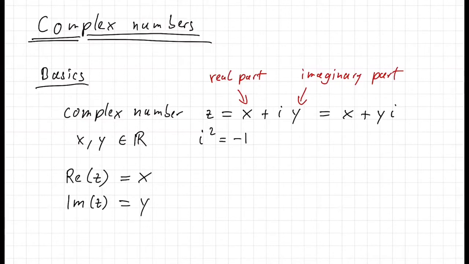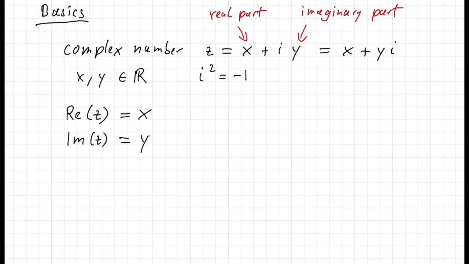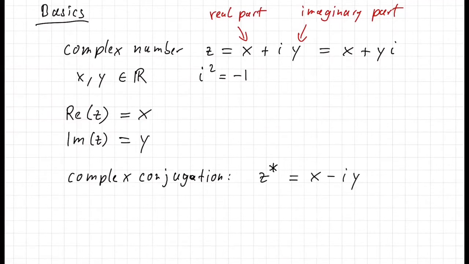Now, this is the definition. We can also define additional operations on complex numbers. One of them that we'll use more often is the so-called complex conjugation. The complex conjugate of a complex number is denoted as z star, and that is defined as x minus iy. So we flip the sign of the imaginary part of the complex number. Instead of plus iy, we have minus iy.